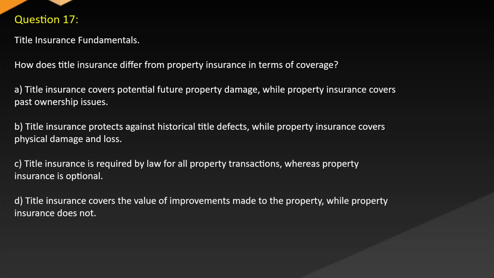Question 17. Title insurance fundamentals. How does title insurance differ from property insurance in terms of coverage? A. Title insurance covers potential future property damage, while property insurance covers past ownership issues. B. Title insurance protects against historical title defects, while property insurance covers physical damage and loss. C. Title insurance is required by law for all property transactions, whereas property insurance is optional. D. Title insurance covers the value of improvements made to the property, while property insurance does not.